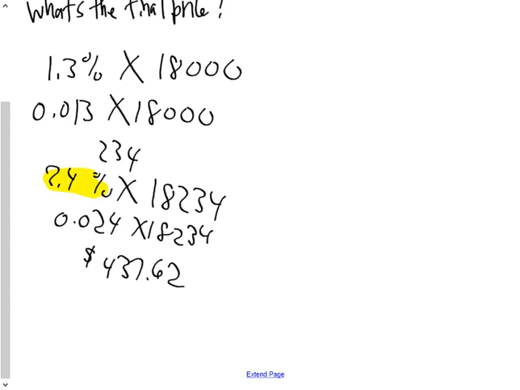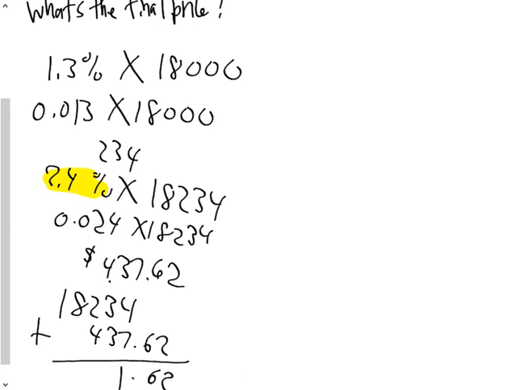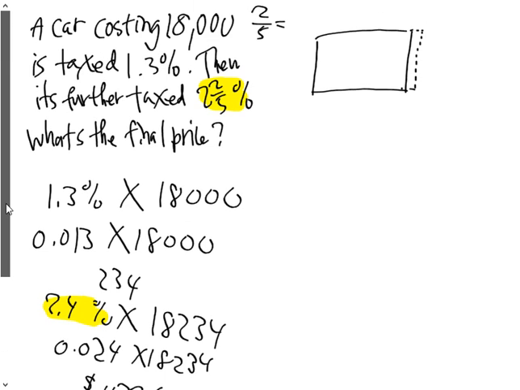To add that on. So I take my 18,234 and add on my 437.62. Fortunately, we're adding, so it's easy. The final price of your car with those two taxes would be $18,671.62. Okay? I might have made a mistake somewhere. We'll see if it does.